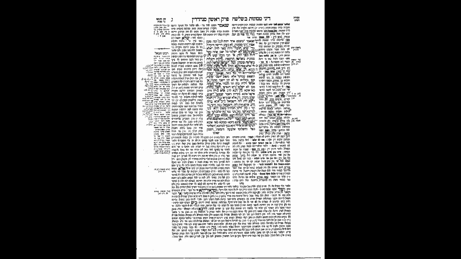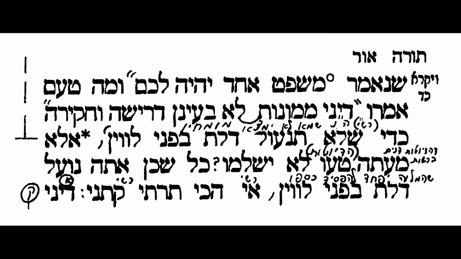Shenamar, the Gemara continues at the top of Gimel Amud Aleph, as the pasuk says, Mishpat echad yeh lochem. One standard of justice shall apply to you, namely one standard covering all cases, both mamon, finances, and nefashos, capital cases. Uma tam omru, so why has it been said, Dinei momenus lo bo'inon drisha v'hakira? Why do we see that financial matters do not require witnesses to be subject to this cross-examination?